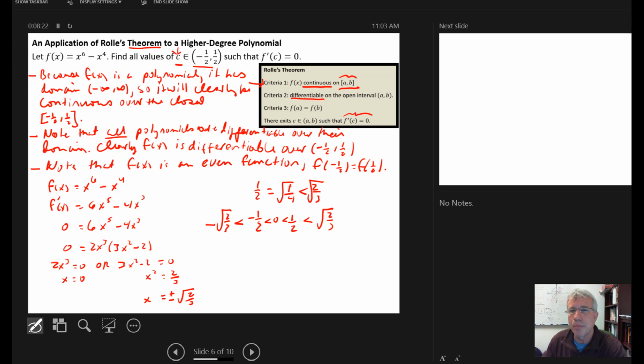So Rolle's theorem guaranteed there was a number in this interval for which the derivative was equal to 0. Here we get the derivative as 0 at 3 different input values, but only one of them meets the criteria. So 0 is an element of the interval from negative 1/2 to 1/2, the value that we're after in this case.